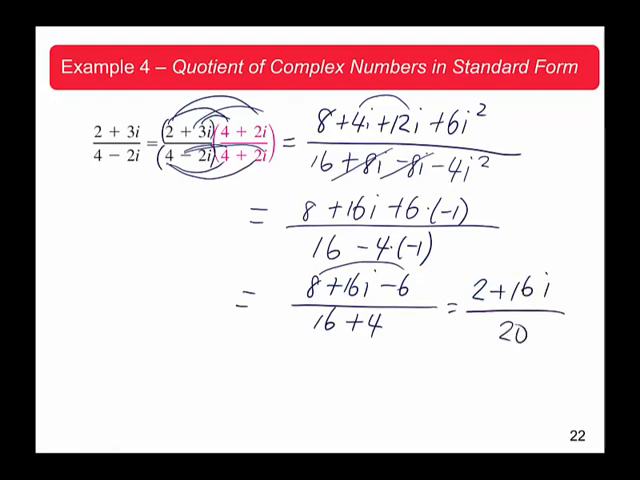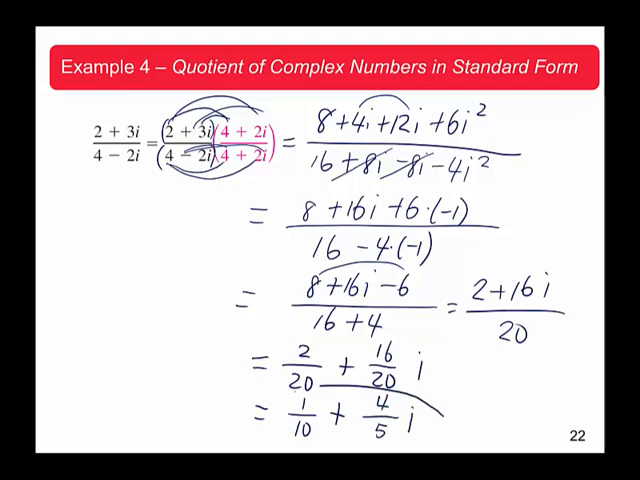divided by 20. If you want to split it up into real part and complex part, the real part is 2 over 20, the complex part is 16 over 20i. And now you can simplify, reduce it. Both 2 and 20 could be reduced by 2, so it turned out to be 1 over 10. Both 16 and 20 could be reduced by 4. 16 divided by 4 is 4, 20 divided by 4 is 5. Okay, there you go. That's a simplified solution for this quotient of complex numbers.